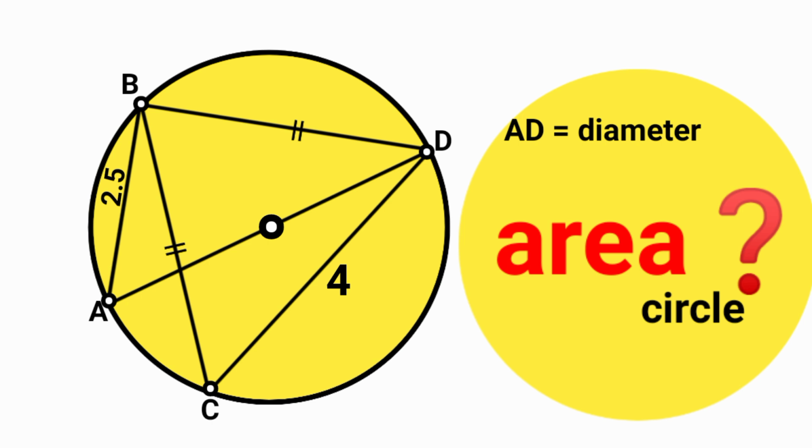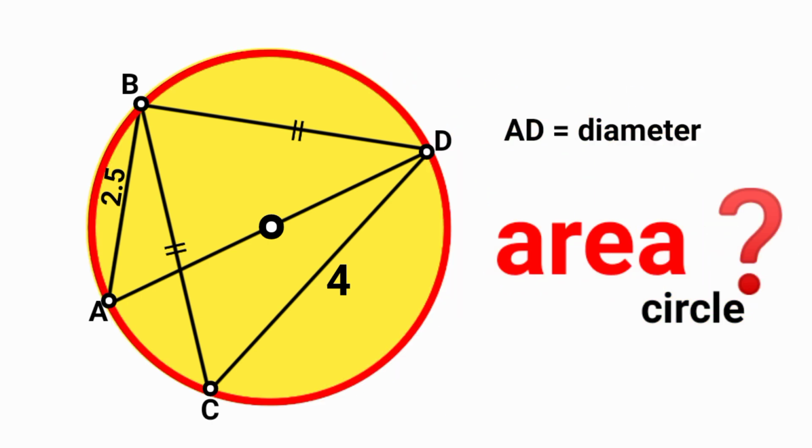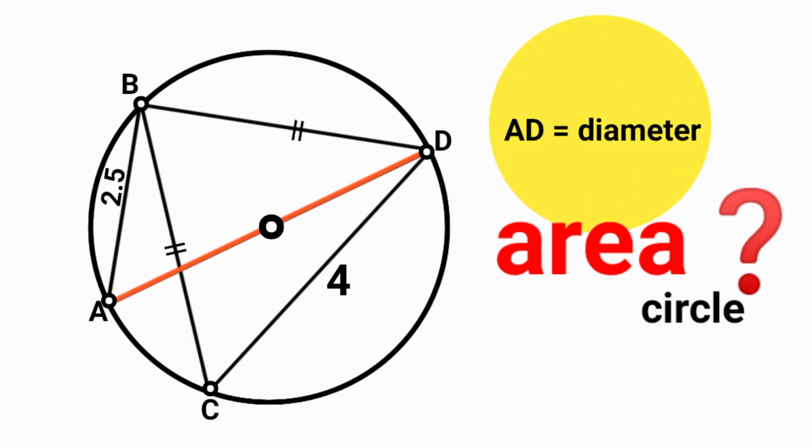We are to calculate the area of this circle. We have the length of this side to be 4 units. That of this side is 2.5 units. We see this line is equal with this. From here, they said the line AD is a diameter of the circle, which is here.